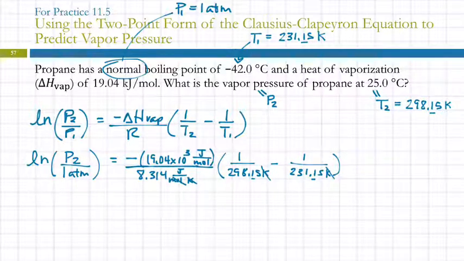Okay, so then we have to get this into the calculator. I've got negative 19.04 EE3 divided by 8.314 times, and I'm going to use parentheses, times the quantity 1 divided by 298.15 minus 1 divided by 231.15, close parentheses, equals. It's not negative, though, because there was a negative sign in the beginning. So it should be 2.22. Oh, let's just call it 2.2264.